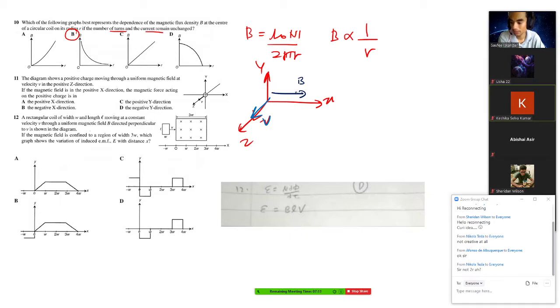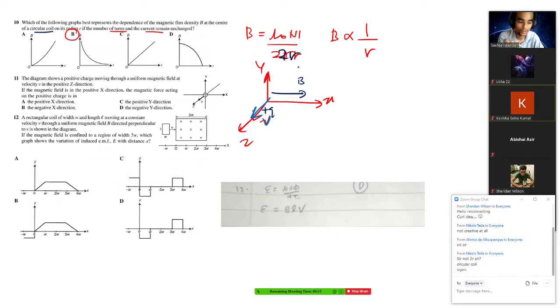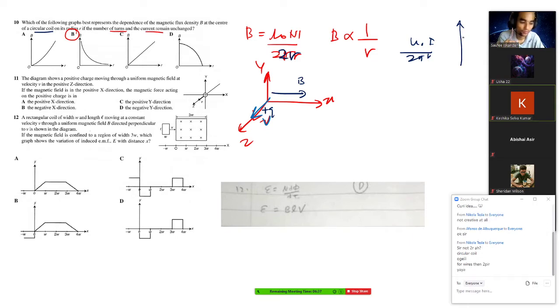So this is a positive charge. Oh, yeah, it's a circular coil. It's not a solenoid. It's a circular coil. Yeah, it's 2R. Or it's not a circular coil. I think the 2 pi R, mu naught over 2 pi, is a single conductor, right? 2 pi R, mu naught I over 2 pi R.